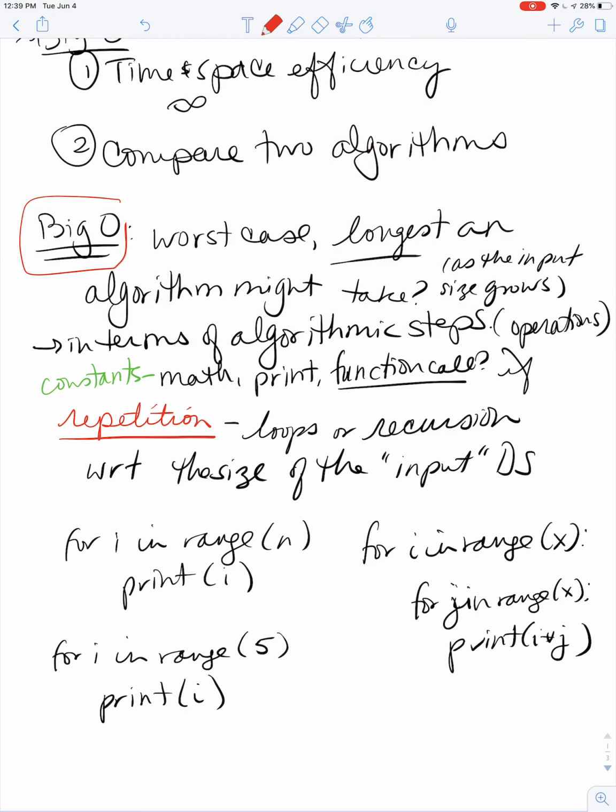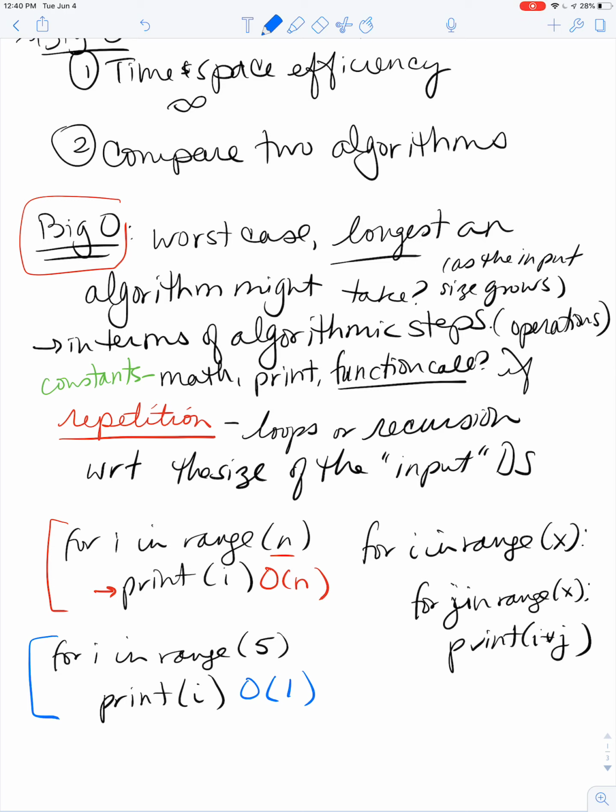Okay, so if we're doing just for i in range of n, we are going to repeat this print line of code n times. So this is going to be O of n. Now let's take this example, for i in range of 5, print i. Actually, let me erase this for a second. I'm just doing this example. For i in range of 5, I'm doing O of 1.